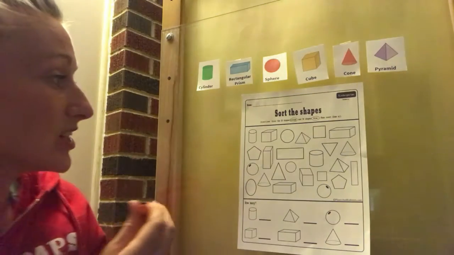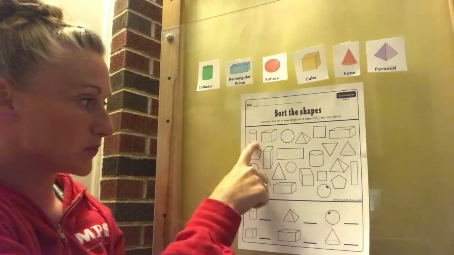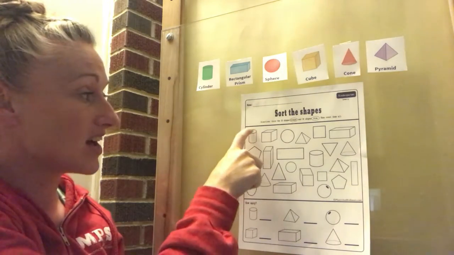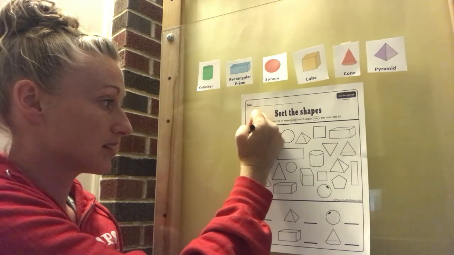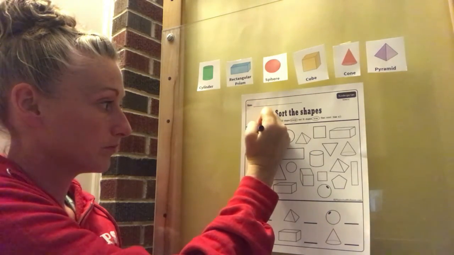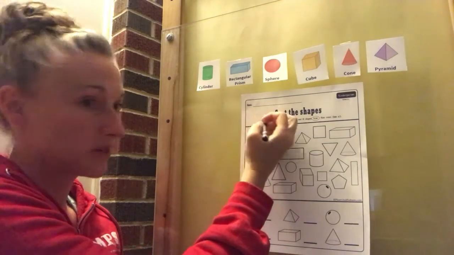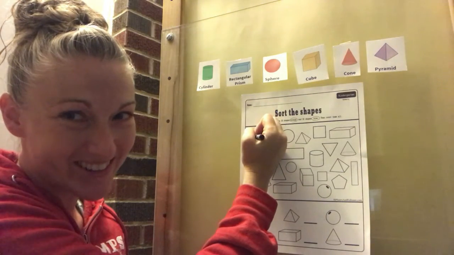So we're gonna look on our sheet and we're gonna see. So I see this first one and that's a cylinder, and I can tell it is a 3D shape. It's not flat. So I'm gonna color it blue. I want you to try to do nice coloring, okay? Try to stay in the lines.